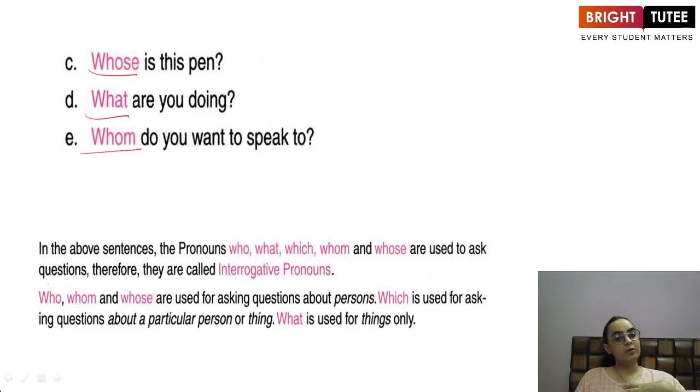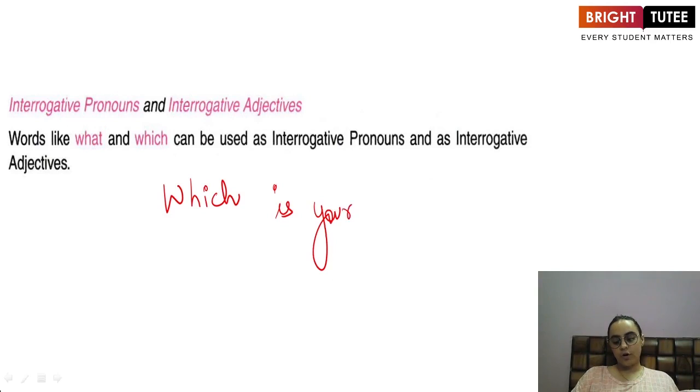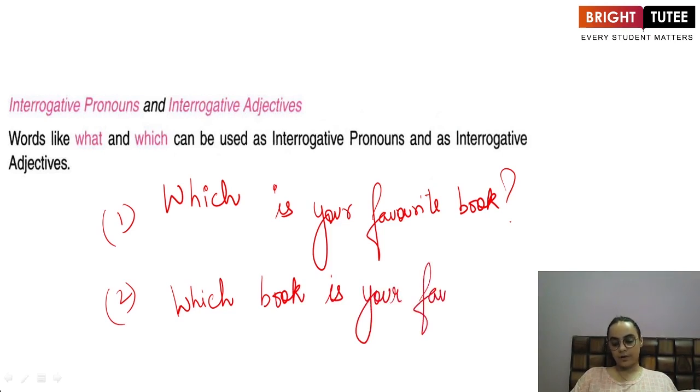Then we use the interrogative pronouns to ask questions about things also or about animals also. Clear? Now, I have already told you the difference between interrogative pronouns and interrogative adjectives. Let me give you an example. Which is your favorite book? And if I say, which book is your favorite?